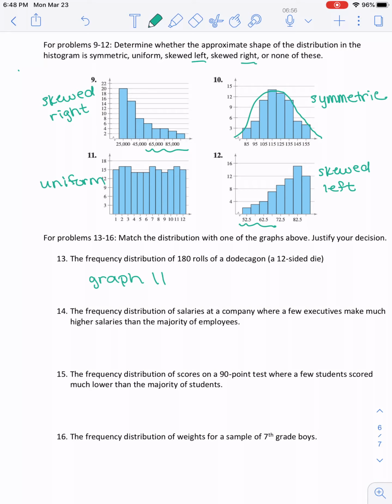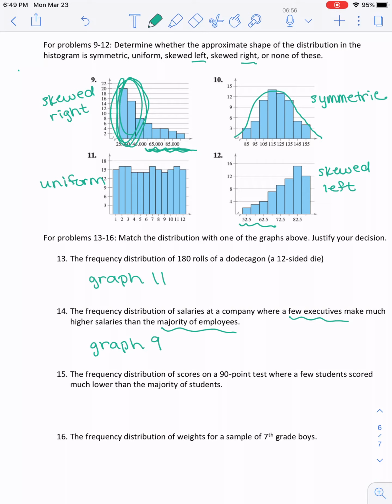The frequency distribution of salaries, where a few executives make much higher salaries than the majority. So the majority is less than the executives. So that is a graph we're going to look for. That's going to be number 9. Most of our employees are on the left side of the graph. This is where most people are. But there are a few people over here on the right who are making a ton of money.